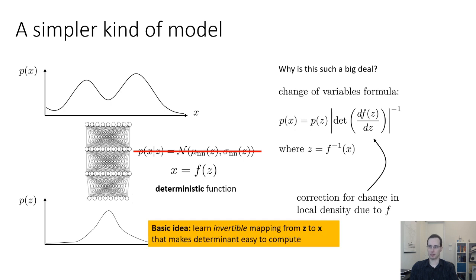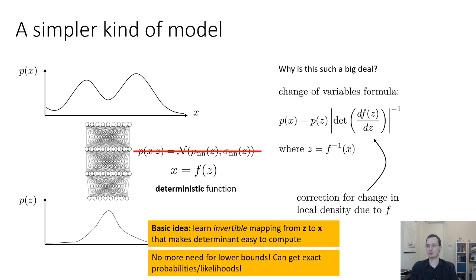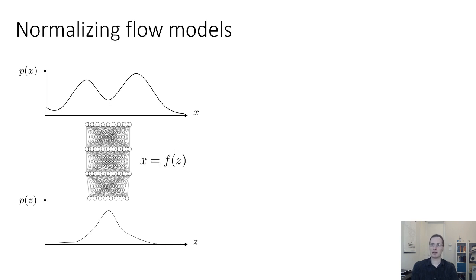And this is really interesting because if we can somehow learn invertible mappings from z to x, that can make this determinant easy to compute, and we can build these kinds of models without having to worry about all that variational inference stuff. The model can actually be much, much simpler, conceptually at least. No more lower bounds, and we can get exact probabilities and likelihoods rather than just bounds on probabilities. Okay, so let's unpack this a little bit.